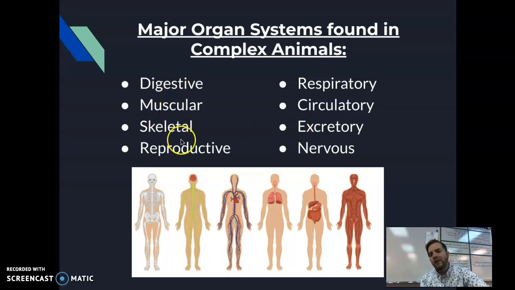Now, all of these things serve a purpose. And so even organisms that don't have organs and organ systems still need to digest things. They still need to move. They still need to hold themselves upright. They still need to reproduce. But we'll see that they do those either on the tissue or the cellular level. They don't necessarily work that way on an organ level.